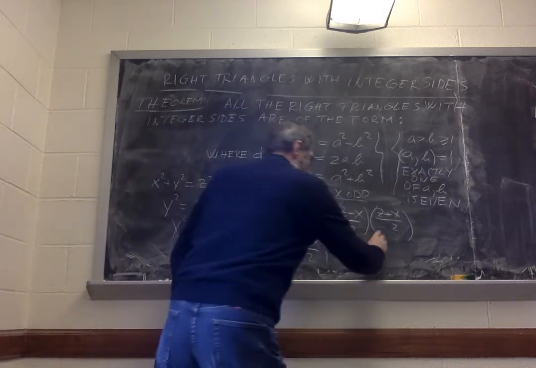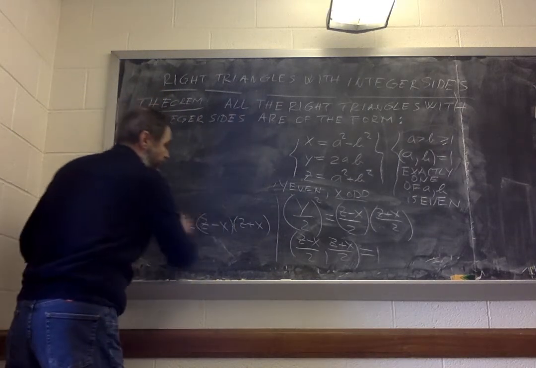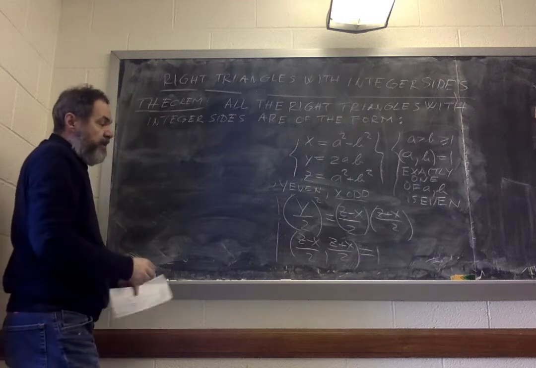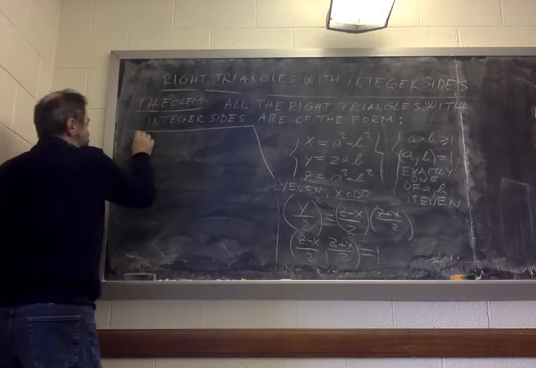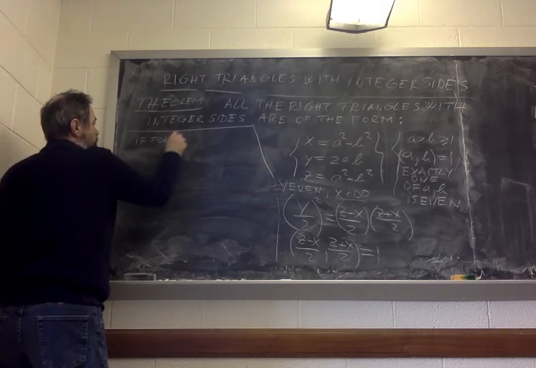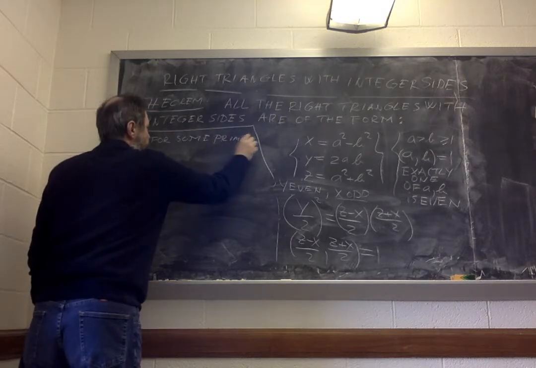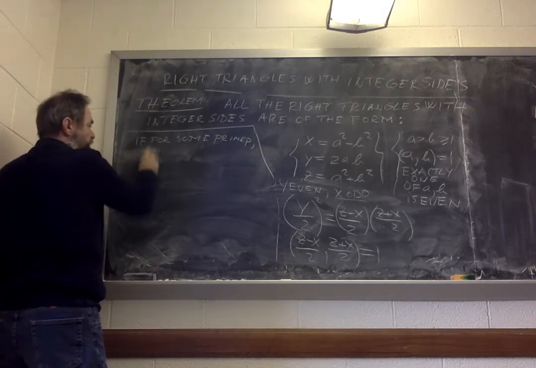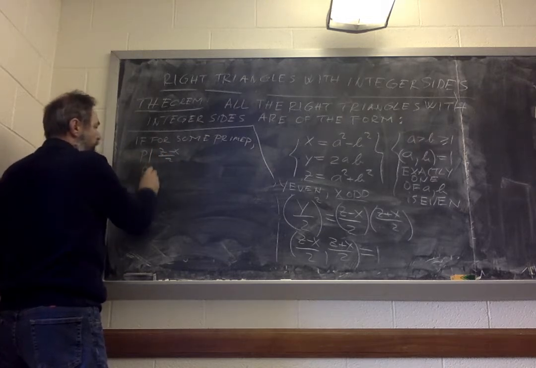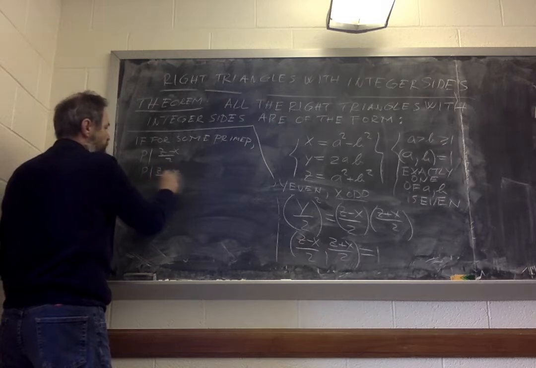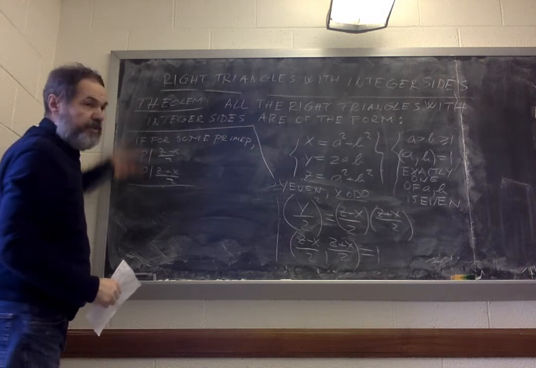The greatest common divisor is 1. How do I show such a thing? Well, if they are not relatively prime, there is a prime number that divides both of them. If for some prime p, we have p divides z minus x over 2, and p divides z plus x over 2, then both these numbers are divisible by p.